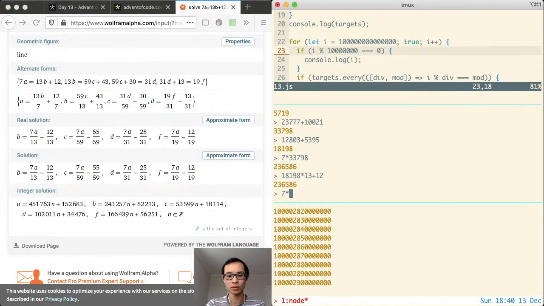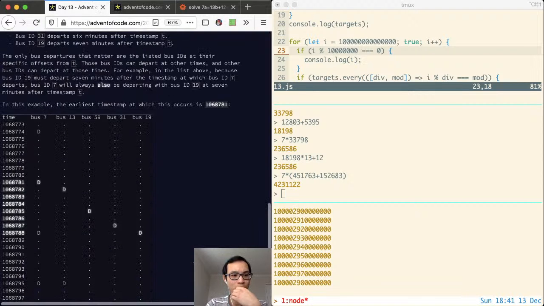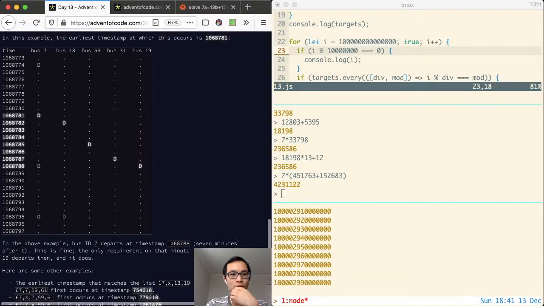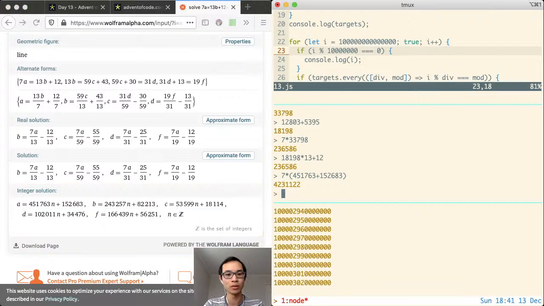7 times 451,763 plus 152,683. See, but that's way too big, right? Or was it? The example answer was 1 million. Oh, but n can be 0, right? Integers, right? 152,683 times 7 is that. 822,13 times 13 plus 12 is that.